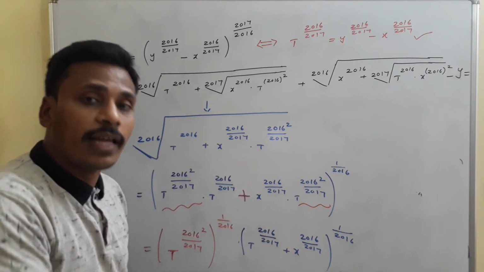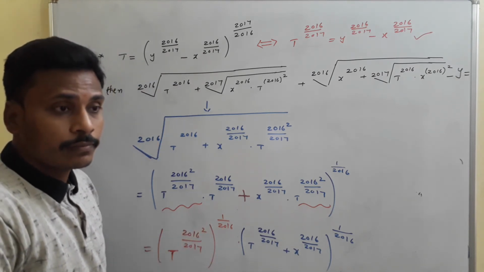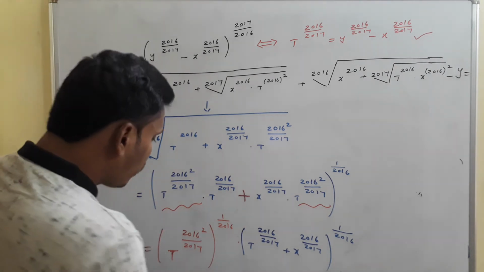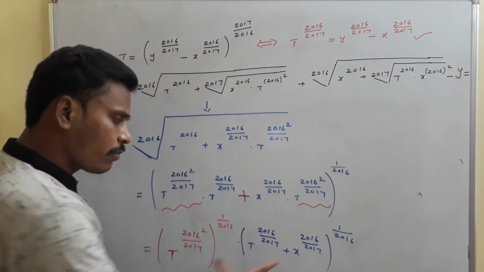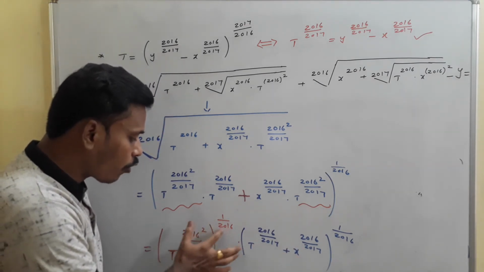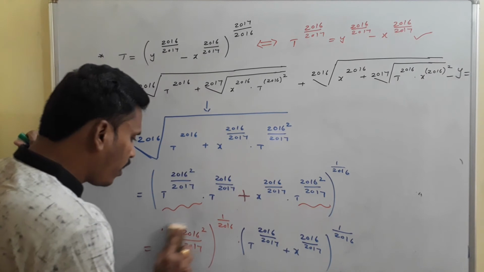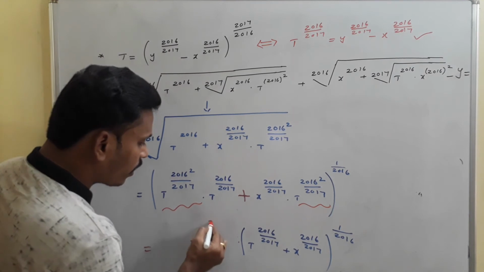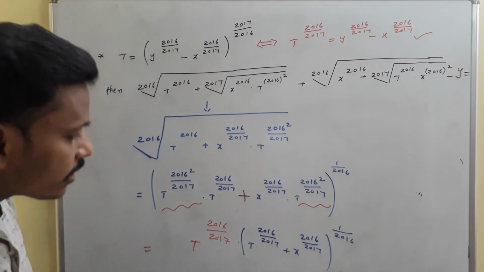A power m whole to the power n is a power mn. If you multiply these two, 1 by 2016 gets cancelled. Since 1 by 2016 gets cancelled, then at the end what are you left with? The simplification for this is that 1 by 2016 gets cancelled. This we won't disturb, but since it is a product of these two, you will get 2016 by 2017. Because of the space, I am rewriting here. I am just rearranging and rewriting. So here you will get t power 2016 by 2017. That's the first term.